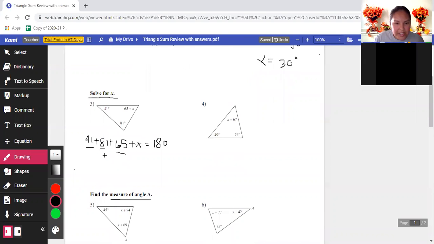187. 187, good. So I have 187 plus X equals 180. Same thing like on the top. You're going to go ahead and subtract that 187, sorry, to the 180. So 180 minus 187 gives me what for X? Negative 7. Negative 7, yep. And we solve for X, so that's our answer, X equals negative 7.